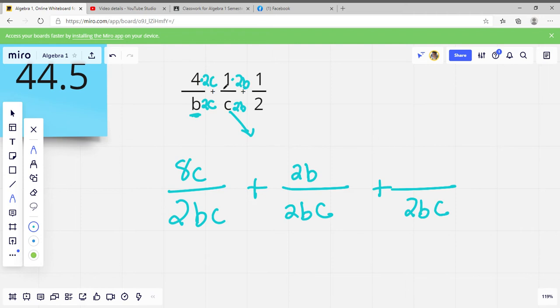On this one, 2bc, I had to multiply times b and c. I've already got the 2. So up here, bc. 1 times bc is just bc.